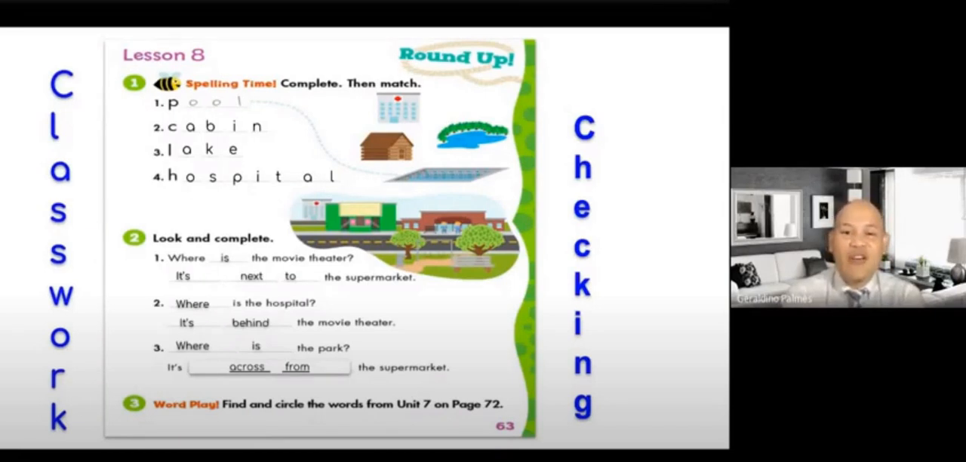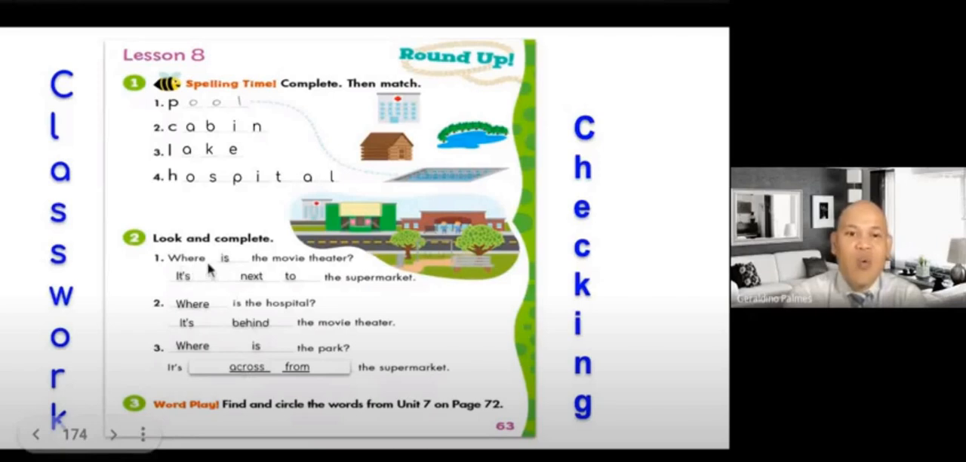Okay, now if you can see right here, try to take a look. Pool, cabin, you already have the cabin right here. Cabin, you must draw a line to this one. Lake and hospital, okay? And here, we need to complete the question and answer. I already made it complete right here.